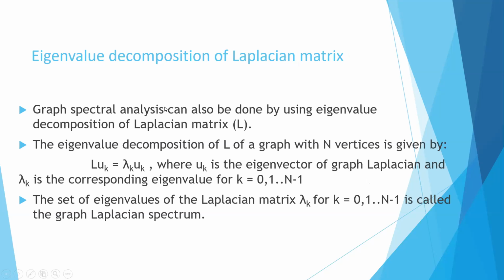Similarly, we can also have an eigenvalue decomposition of the Laplacian matrix. The graph spectral analysis can also be done by using the eigenvalue decomposition of the Laplacian matrix, like we did with the adjacency matrix. The eigenvalue decomposition of the Laplacian of a graph with n vertices is L u_k equals lambda_k u_k, where u_k is the eigenvector of the graph Laplacian and lambda_k is the corresponding eigenvalue, for k equals 0 to n minus 1, where we have a graph of n vertices. The set of eigenvalues of the Laplacian matrix, lambda_k, is also called the graph Laplacian spectrum.